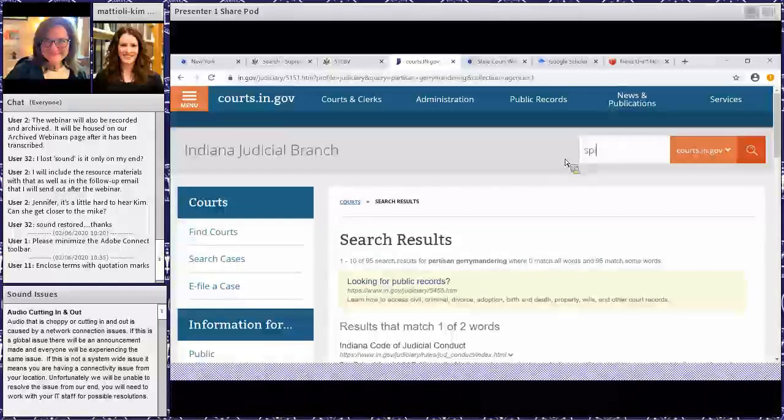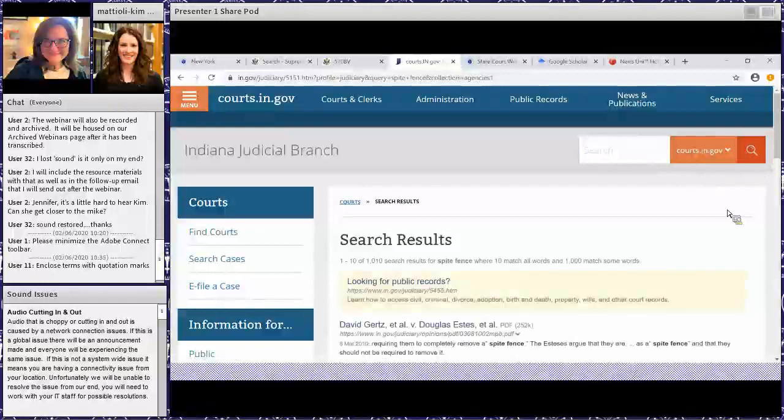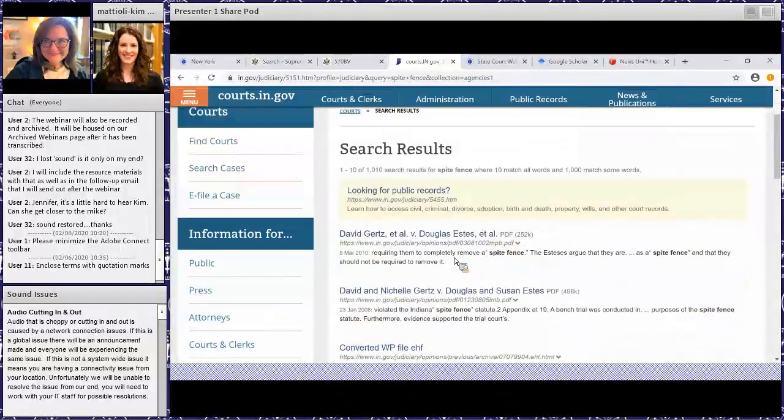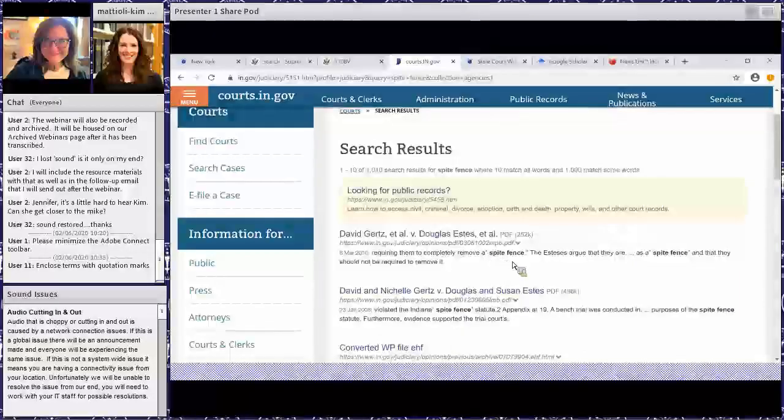So I typed in spite fence, mainly just because it's kind of a funny concept. It's when people sue each other for putting up fences out of spite. So this did bring up cases, and you can tell from the little blurb at the bottom here that it does actually talk about spite fences.